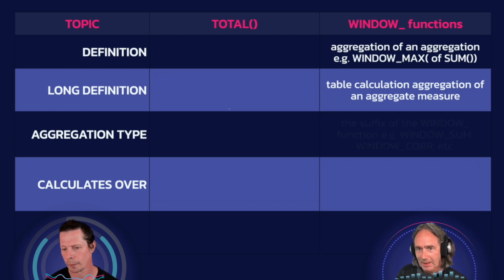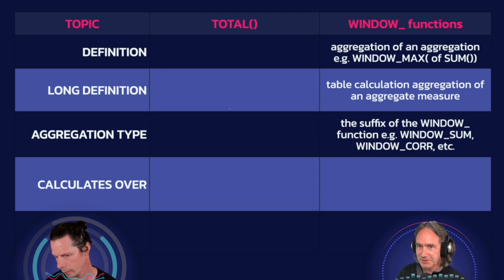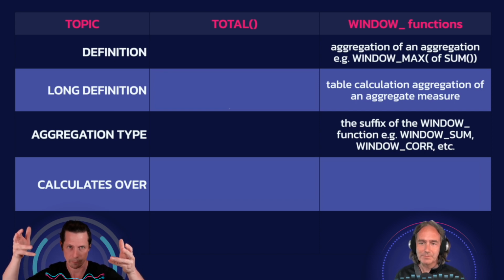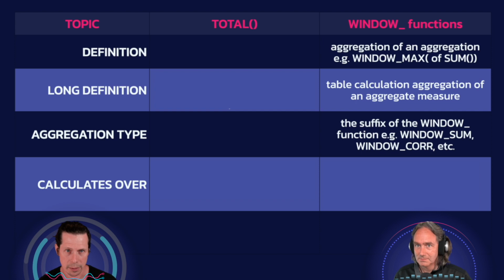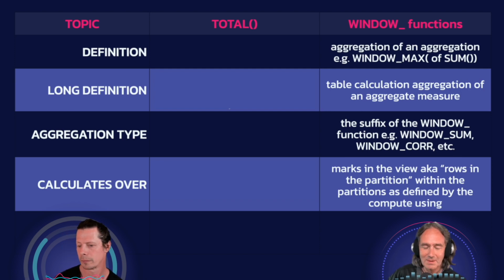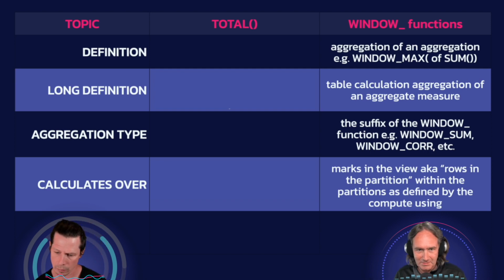And then the type of aggregation that we're doing is going to depend on that function name. If we're doing window sum, then it's going to be a sum. If we're doing window corr, that's a correlation function, and so on. Okay, so we've got this table of aggregate values that came back from the query, and the window function is just going to further aggregate those values within the window of the partition of that table calc. Yep. Which you just kind of nailed, this calculates over piece of it. So if we have the compute using set up in different ways, we're going to end up with a different computation on that.